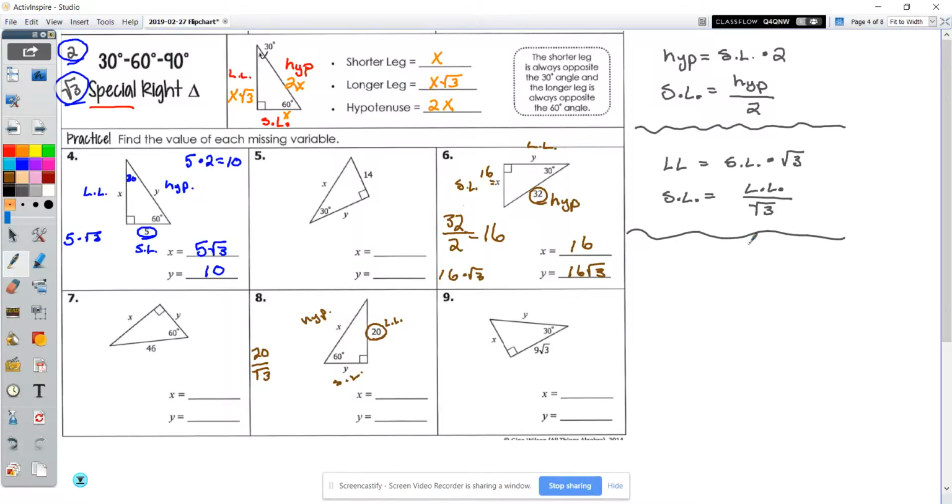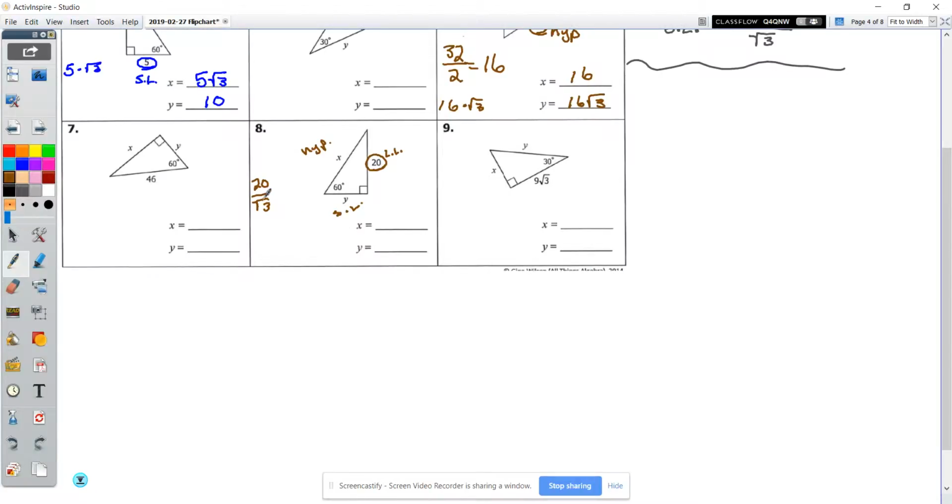Now, if you already watched the 45-45-90 triangle lesson, then you know what you're supposed to do here. But in case you haven't, let's talk about it real quick. To get rid of the square root of 3 in the denominator, you're not allowed to have that, right? So I'm shifting out of geometry mode into algebra mode and thinking about how to simplify this fraction right here, right? 20 over the square root of 3.